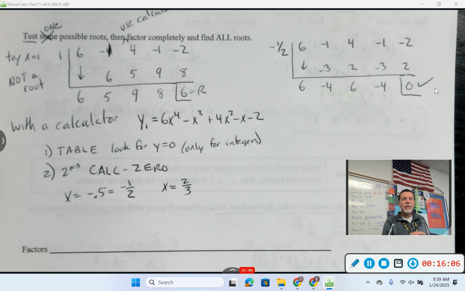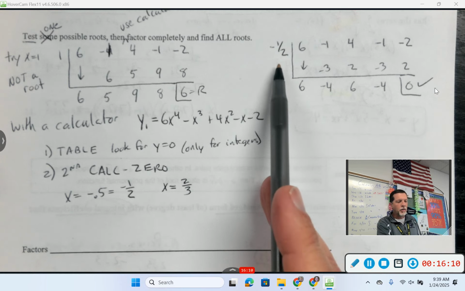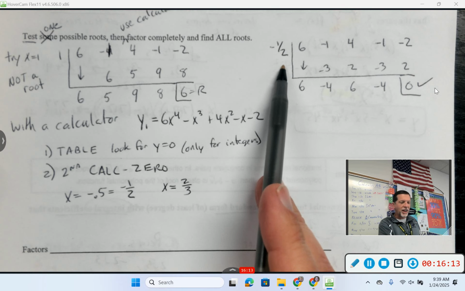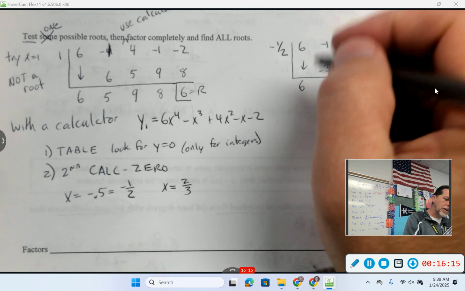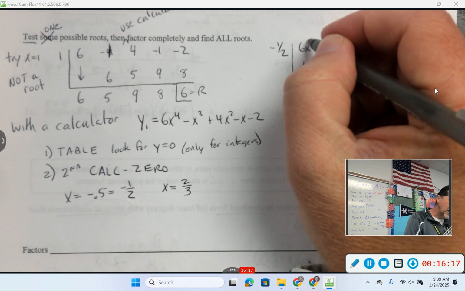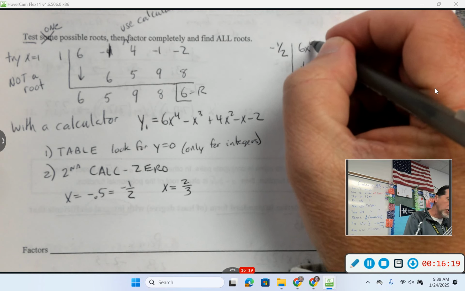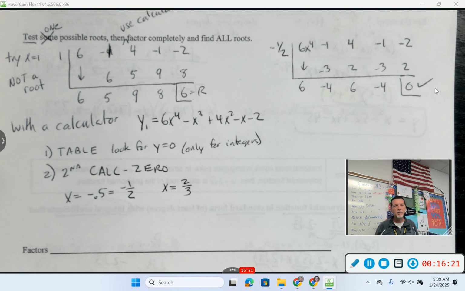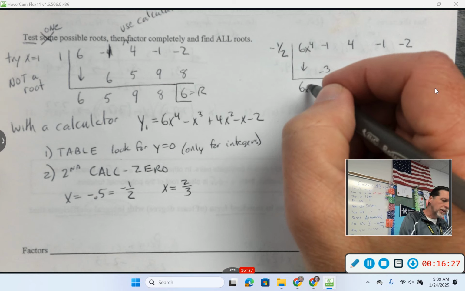Okay, now, on one hand, it's like, well, why did we do that? We already knew negative 1/2 worked. So we weren't really doing this to check negative 1/2. We knew that worked. The reason we did that is we went from an x to the 4th polynomial, and we divided by 1 power. Now we're down to an x cubed polynomial.